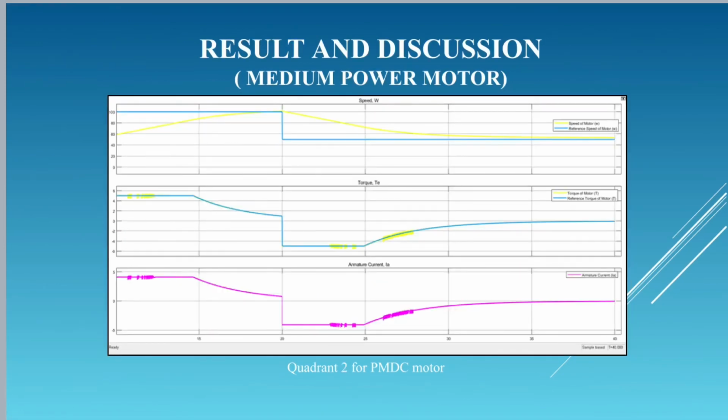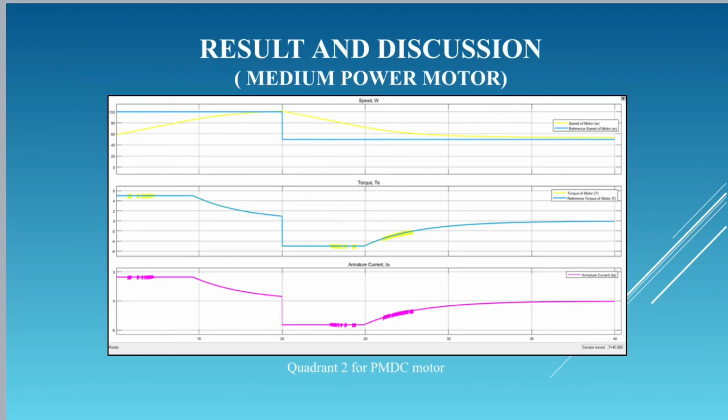This figure expresses the speed, torque and armature current graph for the PMDC motor operating in quadrant 2. In this quadrant, PMDC operates in forward braking. The torque of the motor brakes the reverse rotation of the motor before the beginning of reversing motor mode.